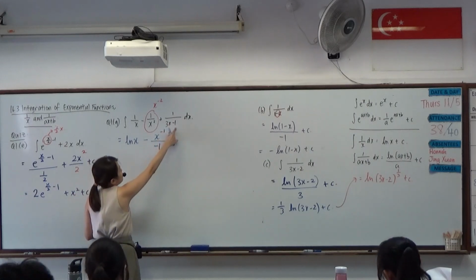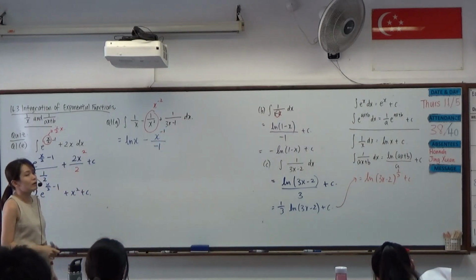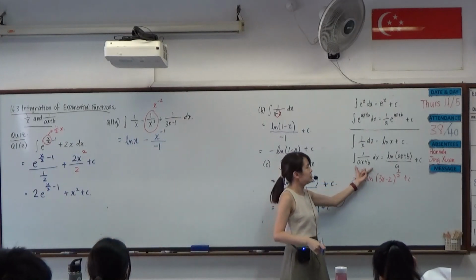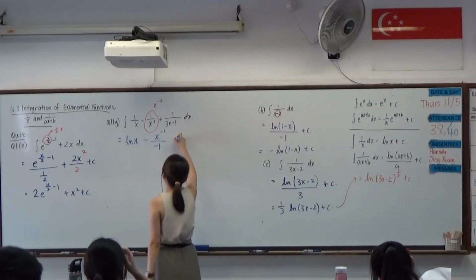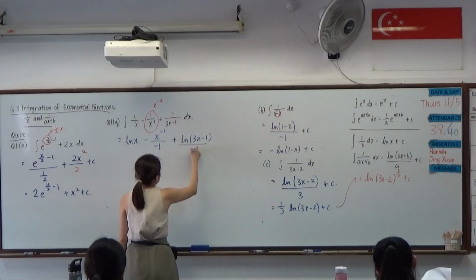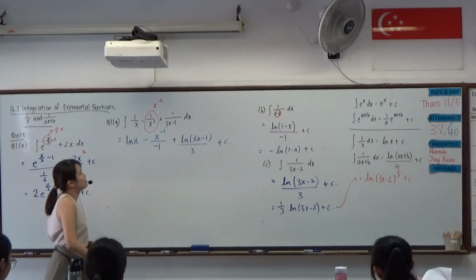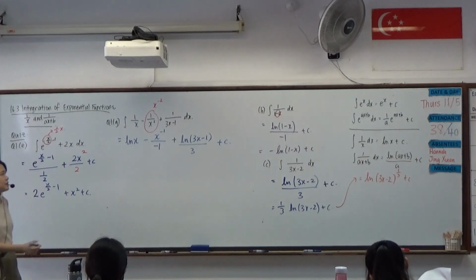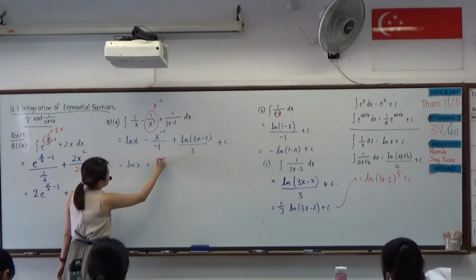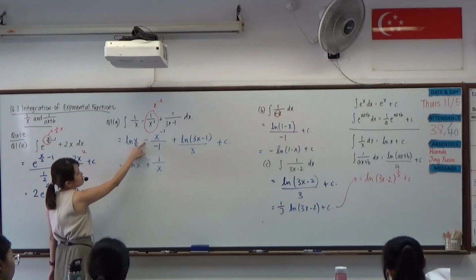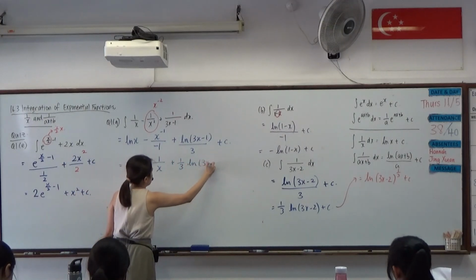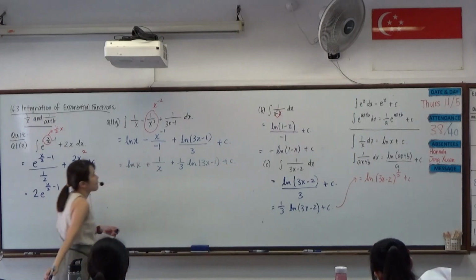And then for the third part, we have 1 over 3x minus 1. This satisfies your logarithm again. So we are looking at plus ln 3x minus 1 divided by 3, wrapping up with a plus c. Then we simplify to get ln x, plus this x can bring down, plus because minus and minus, followed by plus 1/3 ln 3x minus 1 plus c.